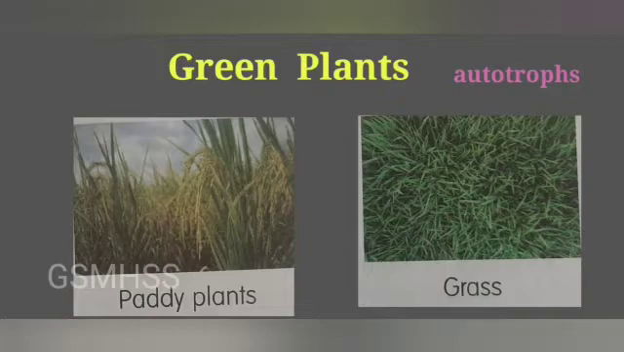These types of plants contain a green pigment called chlorophyll. Green plants such as paddy plants, grass and ferns need chlorophyll to prepare their own food through the process of photosynthesis. Such plants are called autotrophs.